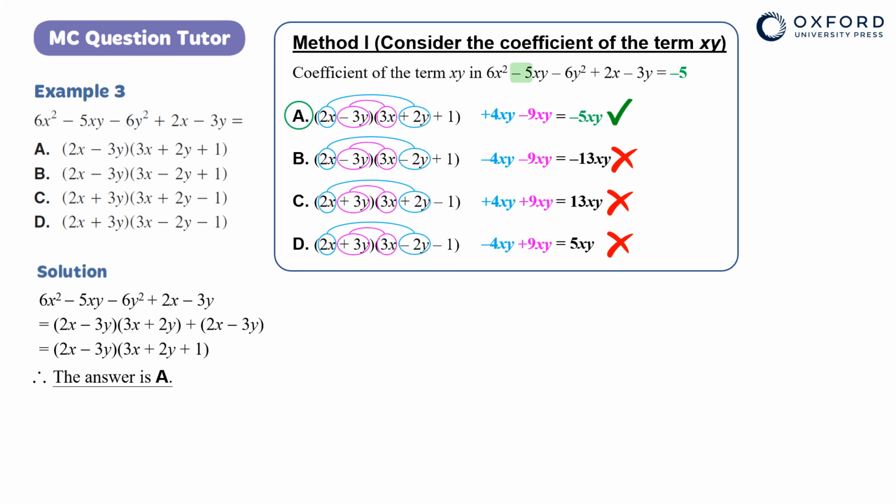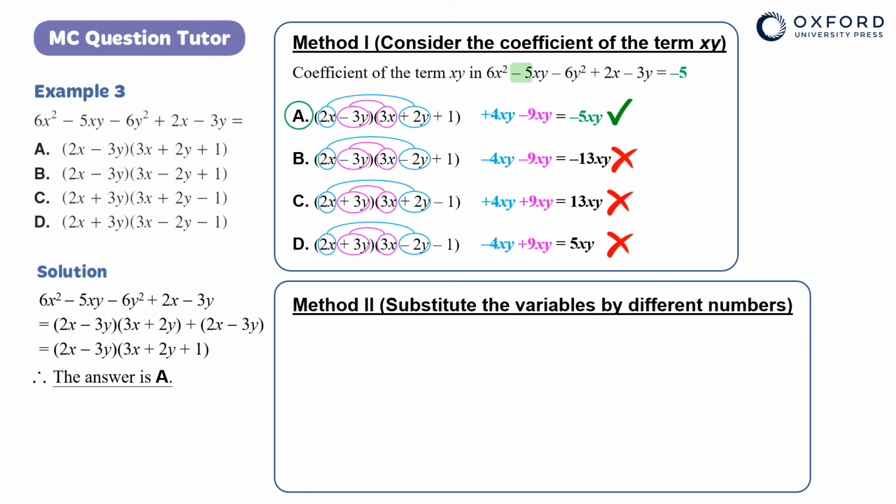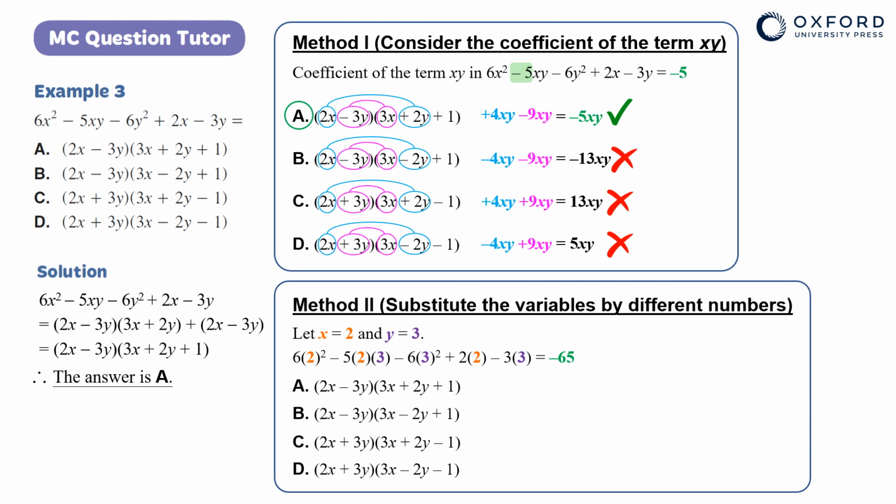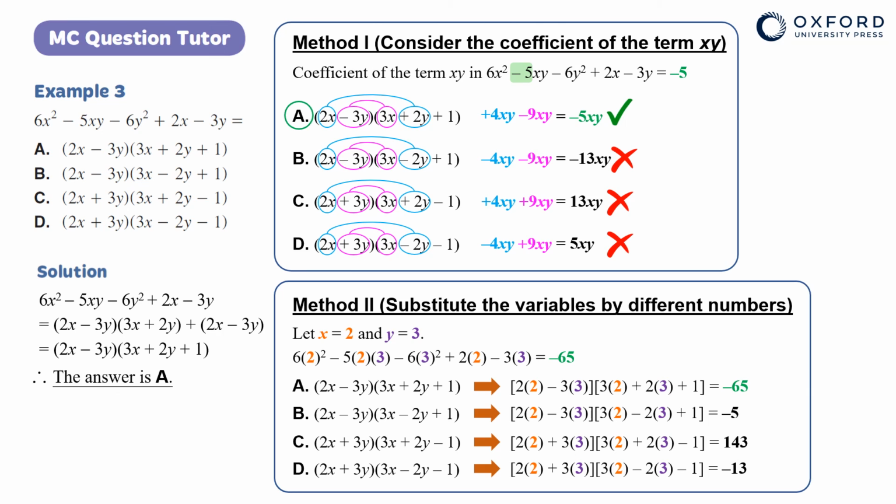In the second method, we can substitute the variables by different numbers. For example, we substitute x by 2 and y by 3 into the question first. The result is -65. Then we substitute x by 2 and y by 3 into the expression in each of the 4 options, and see which one is equal to -65 also. From the table, we see that only the result of option A is equal to -65. So, the answer is A.